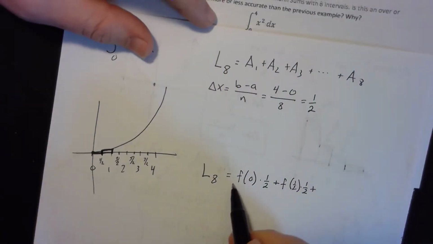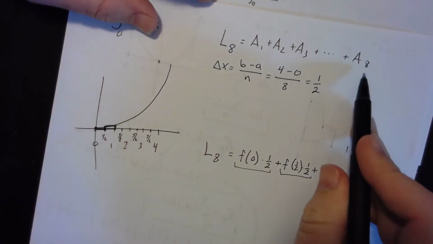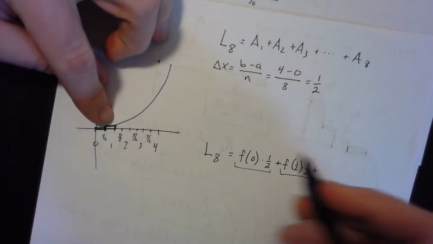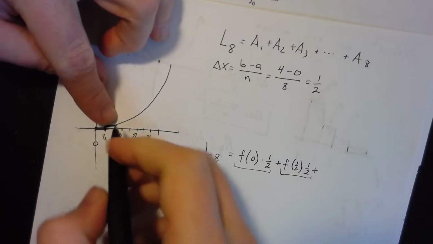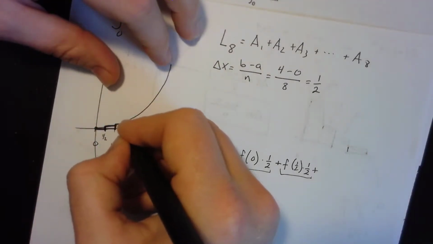So now we have 2 rectangles. I need to get 8 of these rectangles. Okay? So on my next rectangle, I'm going to go from 1 to 3 halves. I'm going to go ahead and pick the left endpoint, which is this one here. So I'm going to go up to the function, I'm going to cut across.